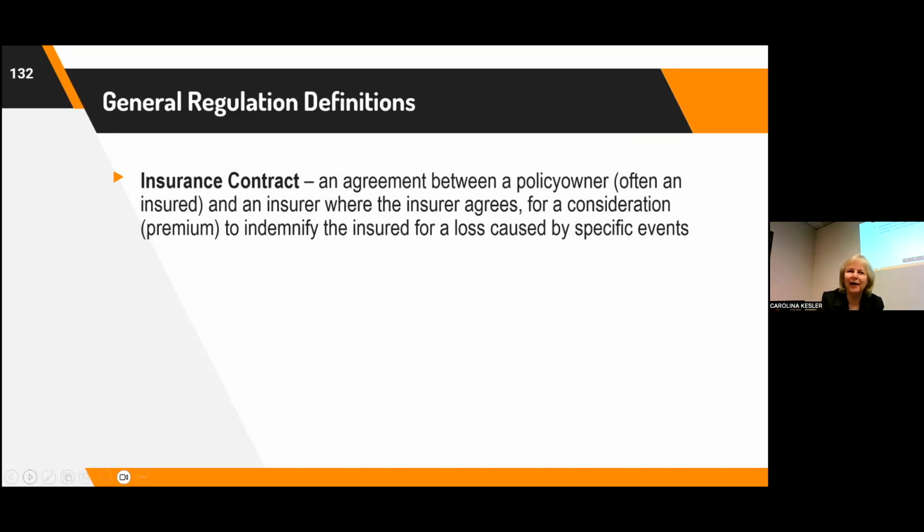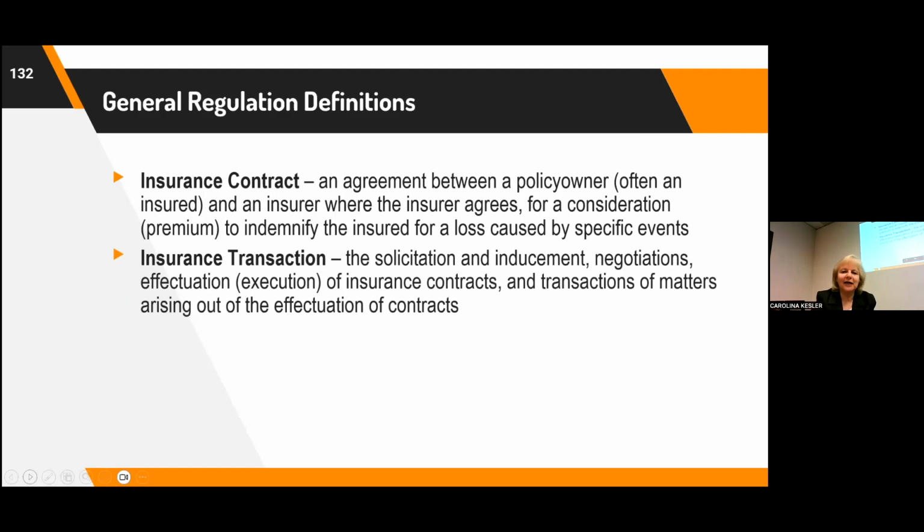What's indemnify mean? To restore or make whole, right? So if I went out and crashed a little Toyota, I couldn't expect the insurance company to come around and buy me a Bentley, right? Going to get another Toyota if I'm lucky. That's indemnify, to restore or make whole.